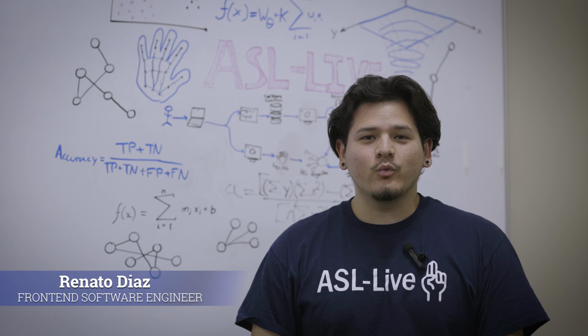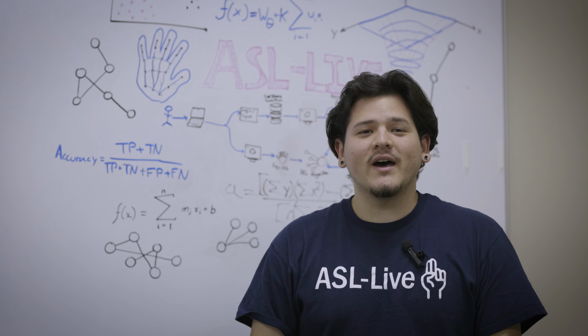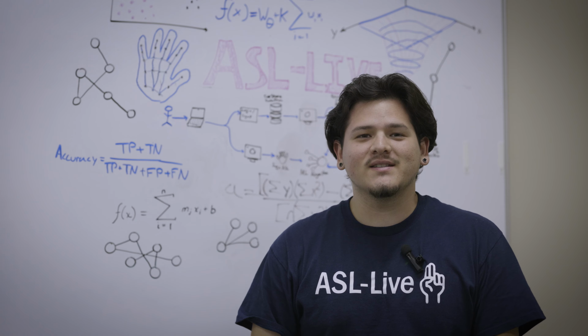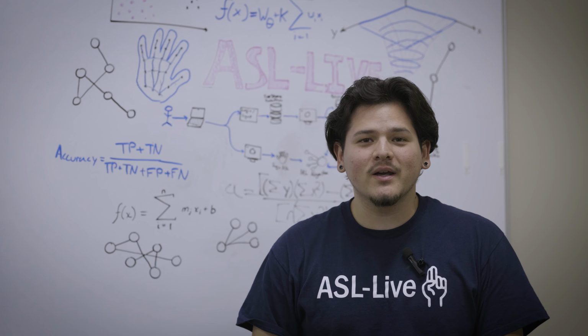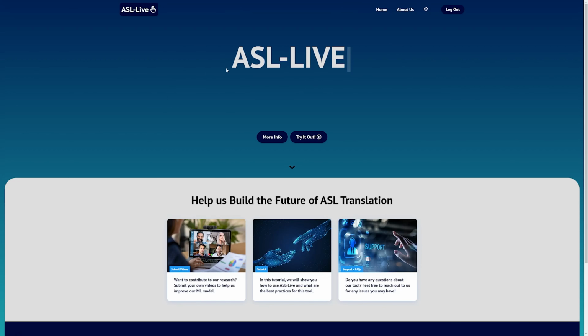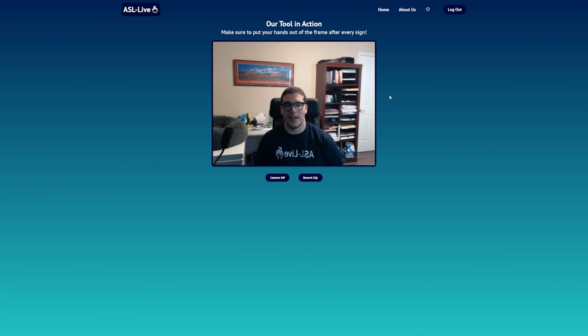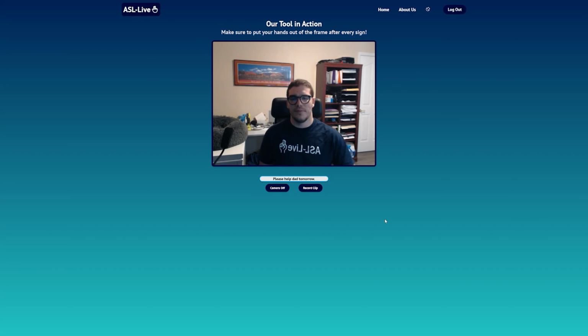At ASL-Live, we've meticulously designed our platform to ensure it is fully responsive, providing a seamless experience across all devices, whether you're on a desktop, tablet, or mobile. This simplicity extends to our interface, where users can immediately engage with our Try It Out feature. Here, you can record a dynamic ASL sentence, and within moments, see the translation directly on your screen.